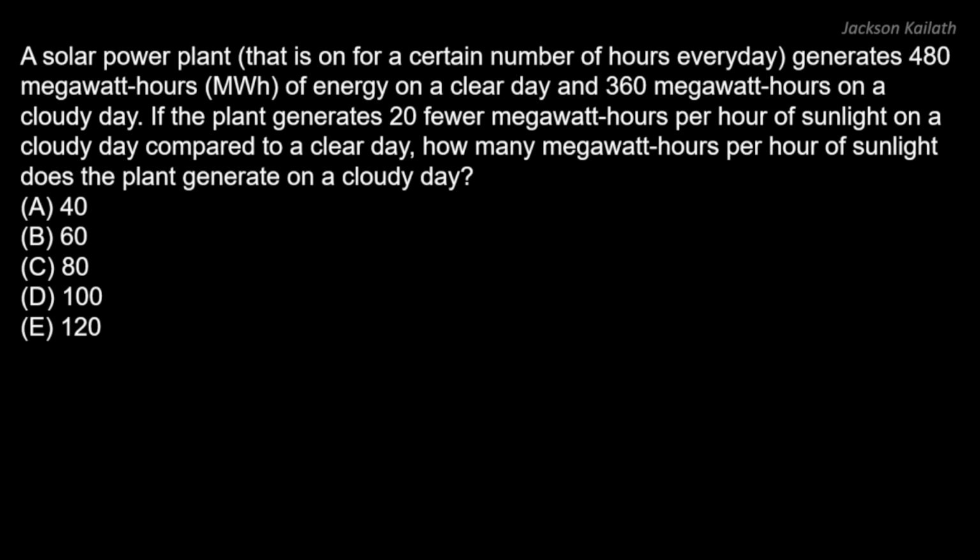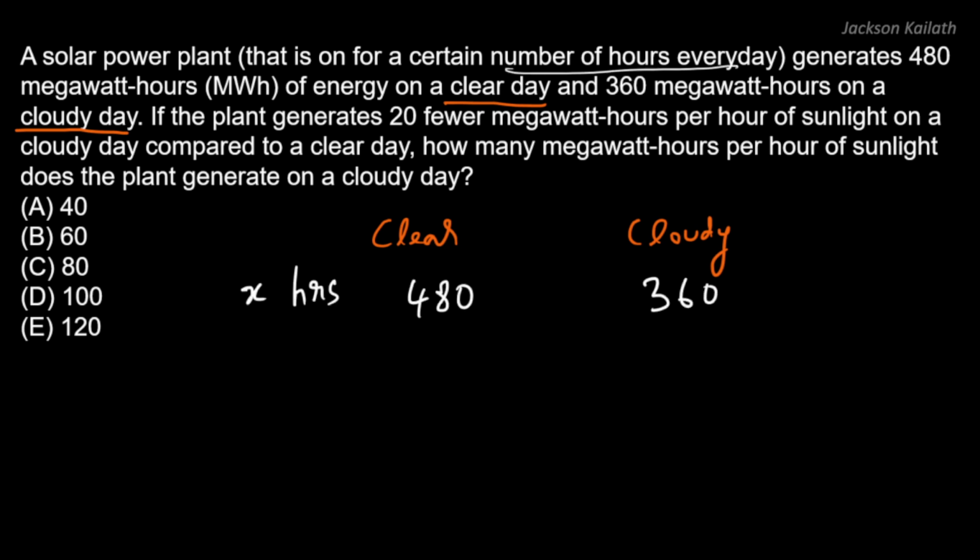Now let's try to convert these words into some equations and things that we can work with. So we have two types of conditions over here. A day can be either clear or it can be cloudy. And then it's mentioned that the plant is on for a certain number of hours every day. All right, so let's assume that that's X hours, and on a clear day it's mentioned that the plant generates 480 megawatt hours of energy, and on a cloudy day it's just 360.